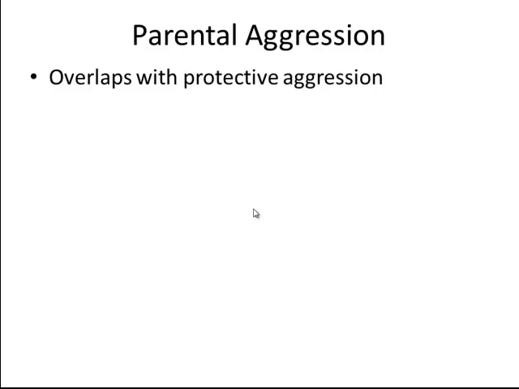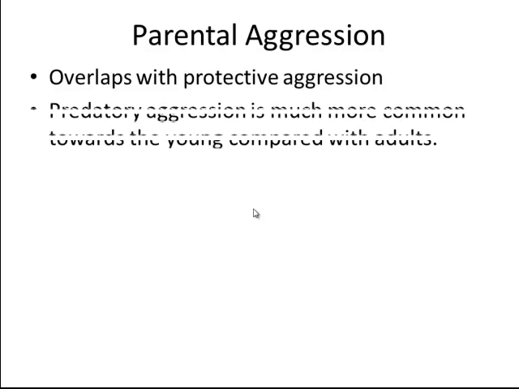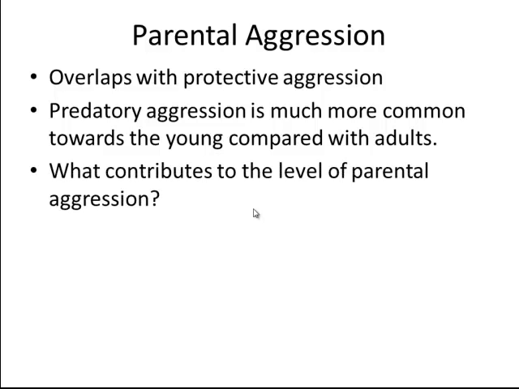Okay, now to parental aggression. Well, this kind of overlaps with protective aggression because the parent is protecting a resource, and in this case, that resource is an offspring. Predatory aggression is much more common towards the young compared with the adults. In other words, when a lion is going after a zebra, it goes after the young. It doesn't go after the adult, who is going to hurt him. They always go after the young because they're easier prey. And the adults have to defend against these predators.